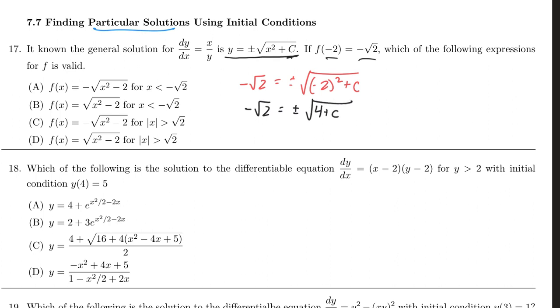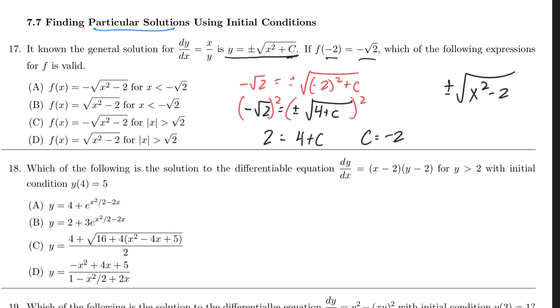4 plus c. I have to square both sides to get rid of these square roots. So when I square both sides, the square roots are going to go away. I'm going to get positive 2 equals 4 plus c. And as we see, c is negative 2. Okay, so now my equation should be plus or minus the square root of x squared minus 2.